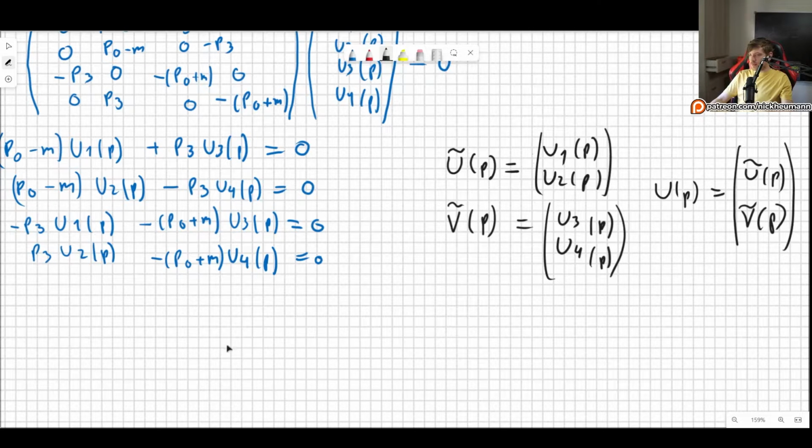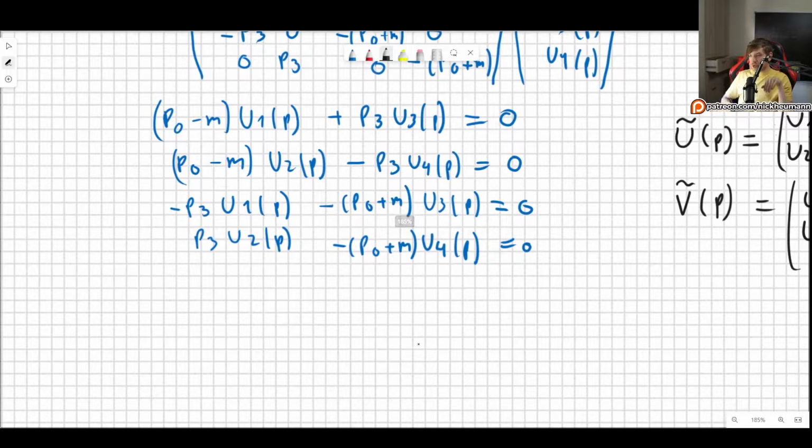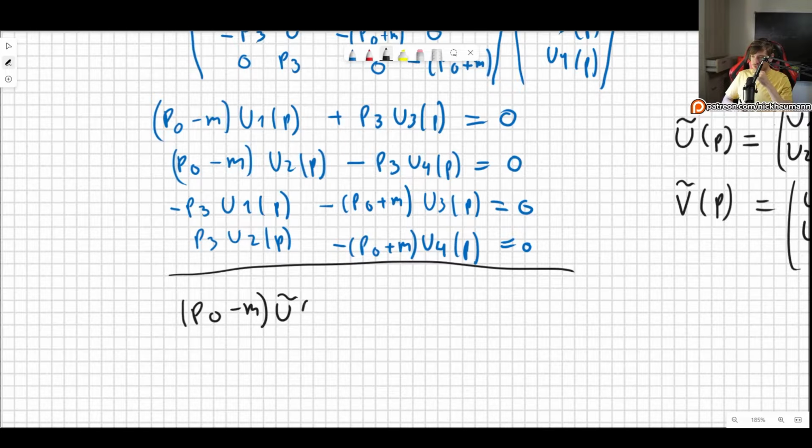If you plug those in, you can see that we are still in the same spot as before. So how do we use this to simplify this equation? Notice we have P0 minus M, P0 minus M. So basically if we had P0 minus M times U tilde of P, if you multiply through, you end up with precisely what we have right there. So that is the same thing. Then we have P3 and minus P3. That part is a little bit more difficult, because one of them is positive and one of them is negative.